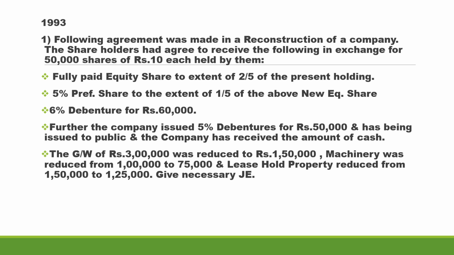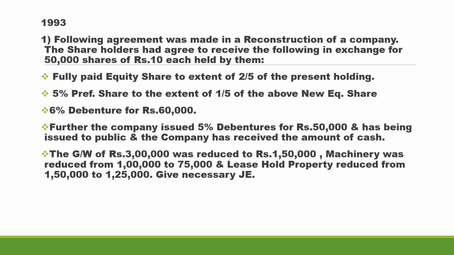Further, the company issued 5% debentures of rupees 50,000 to the public, and the company has received the amount in cash. So in order to get additional capital the company has issued 50,000 new debentures to the public for cash.